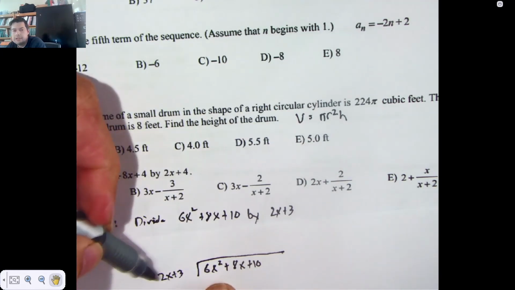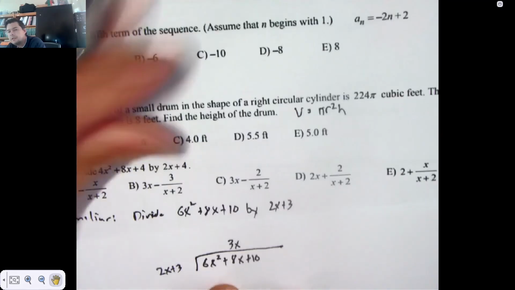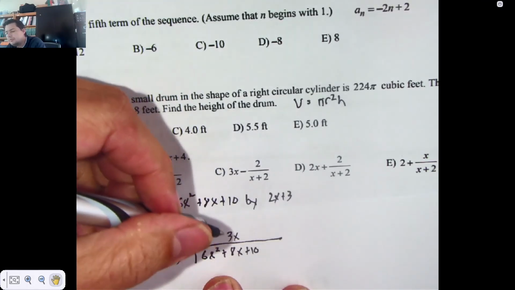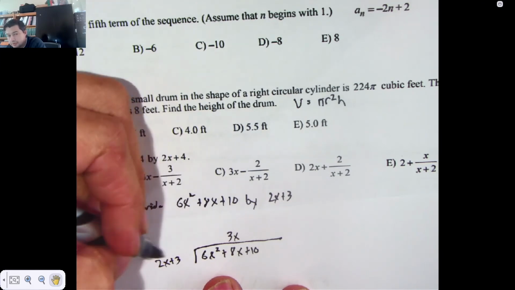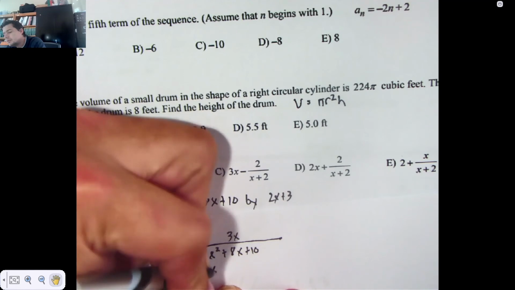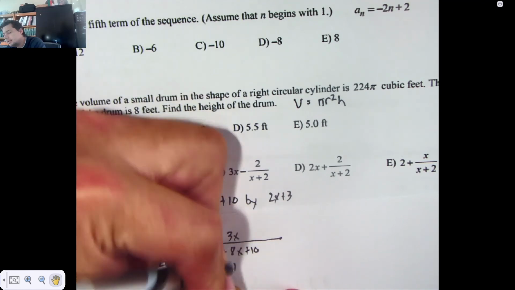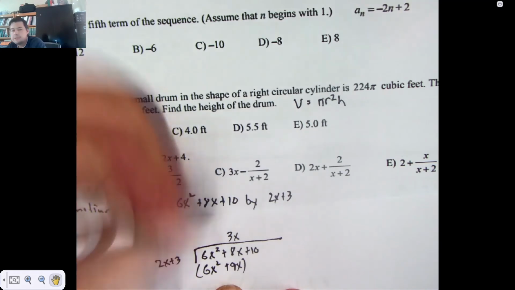To make a 2x become a 6x squared, you have to multiply it by 3x. And you remember long division in the old days, you just multiply down. Well, now you invoke the distributive property. There's two things down here. You distribute to both terms: 6x squared plus 9x.